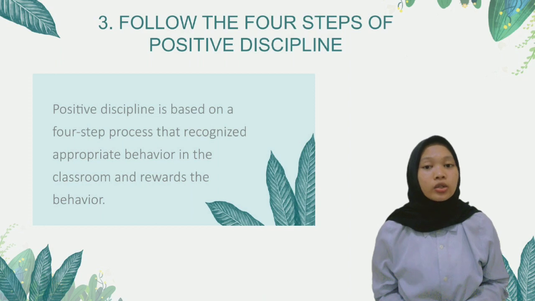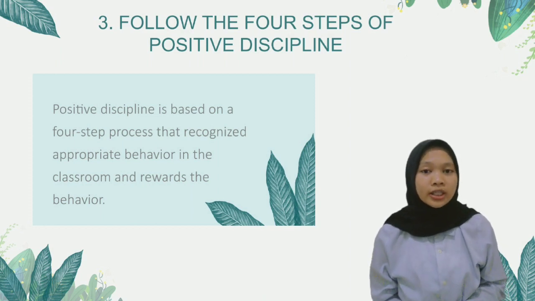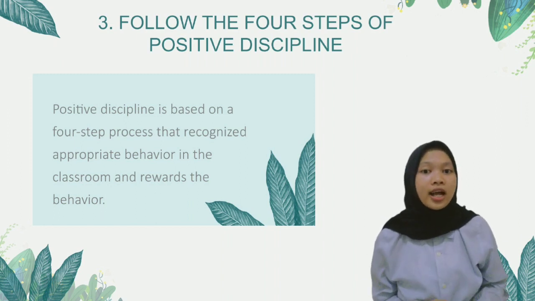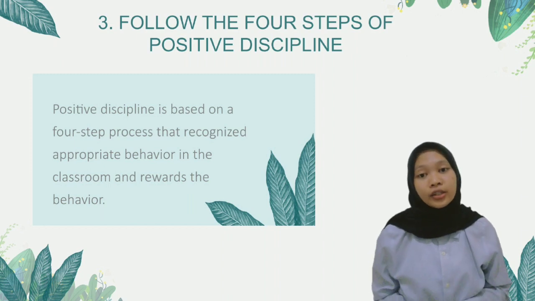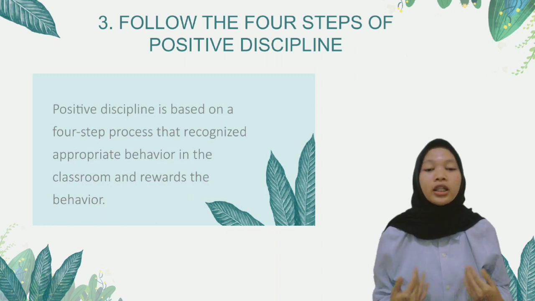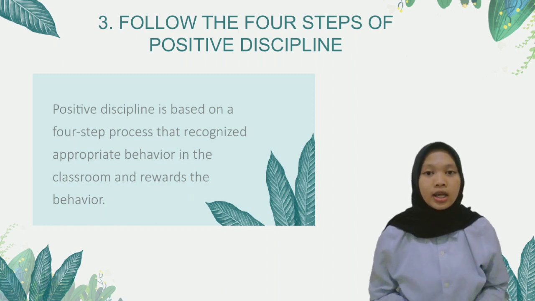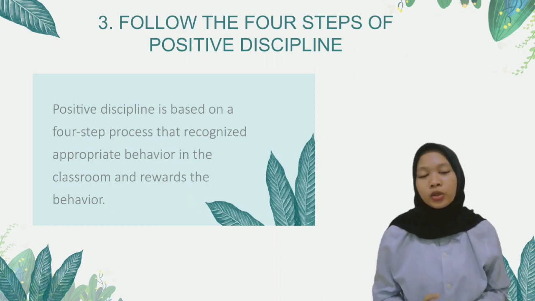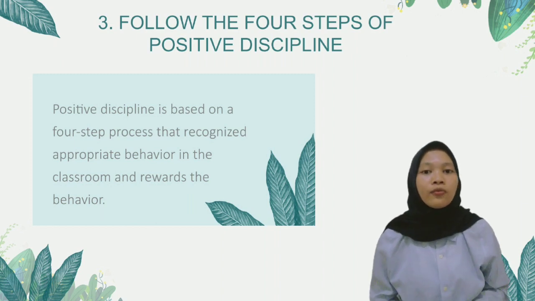Okay, the next rule is to follow the 4 steps of positive discipline. Positive discipline is based on a 4-step process that recognizes appropriate behavior in the classroom and rewards the behavior. You can apply these steps to an individual student or the classroom as a whole. First, describe the appropriate behavior you are expecting from the individual or the class. For example, if you are trying to get the class to settle down, you may say, "Class, please quiet down now."